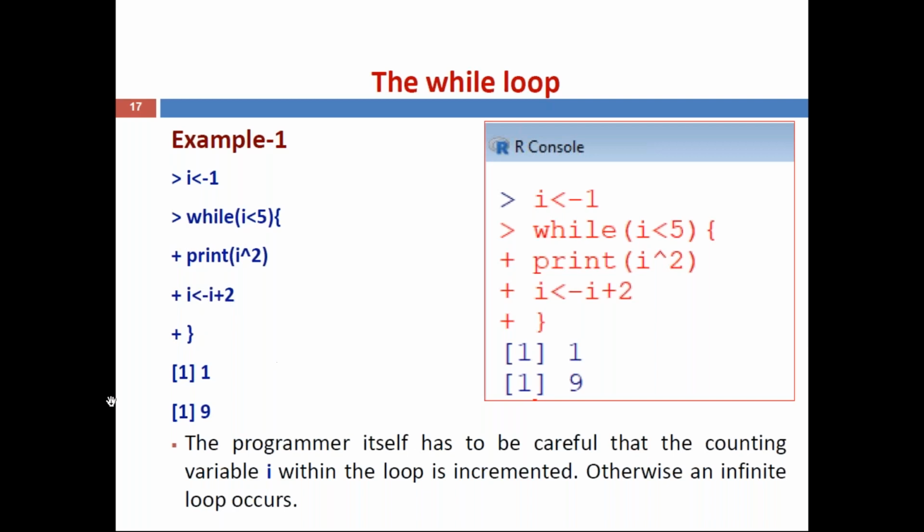Now it repeats again, it checks with i as 3. Again it comes to the while condition, 3 less than 5. Yes, it satisfies, 3 is less than 5. Then it enters inside the loop, print i power 2, 3 power 2, so it prints 9. Then it comes to the next line, so i is increased by 2. The previous i value we have taken is 3. Now i equal to 3 plus 2, 5.